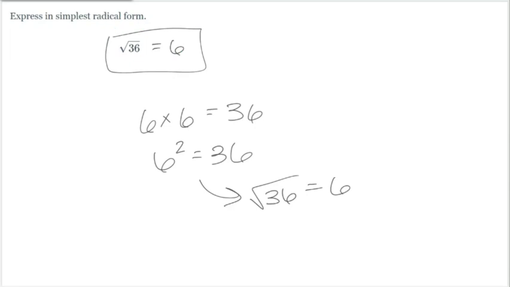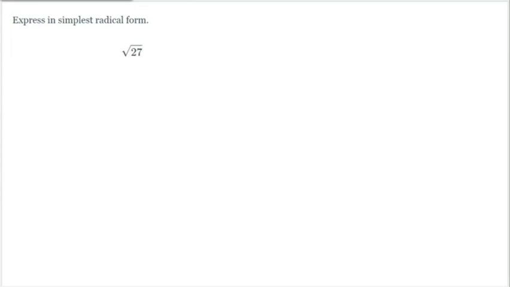Some of them might be perfect squares like this one. Some of them also might be numbers that are not perfect squares. So there's no two numbers that when you multiply it by itself give you 27. So what do you do in that case? What you want to create is a factor tree of the number underneath the radical. So we have the number 27, and we just think of any two factors of 27. So we have 3 and 9.